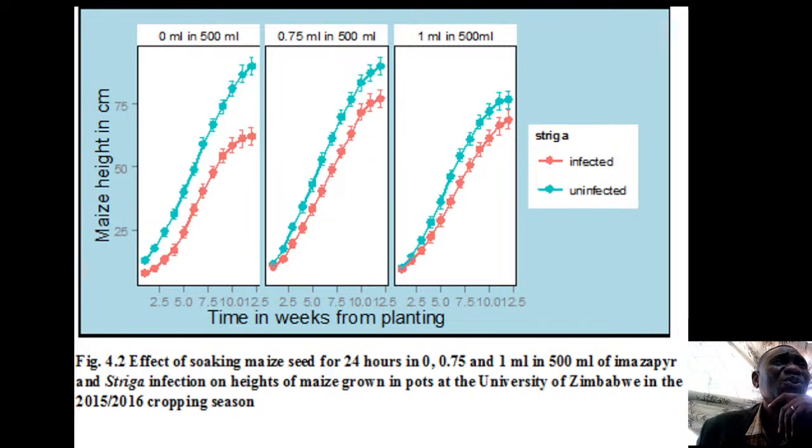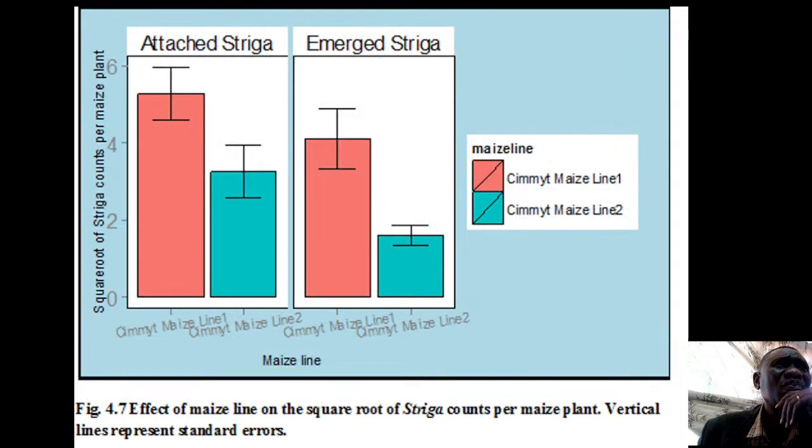Yeah, I just want to show you, if you don't have imazapyr, you can see these two. There's a big difference in the height of infected and uninfected. If you put imazapyr, you narrow down the growth differences. Again, these are the CIMMYT line 1 and line 2, which show differences in supporting Striga.